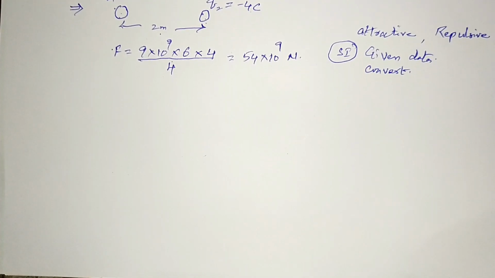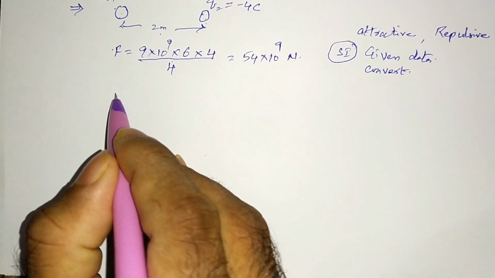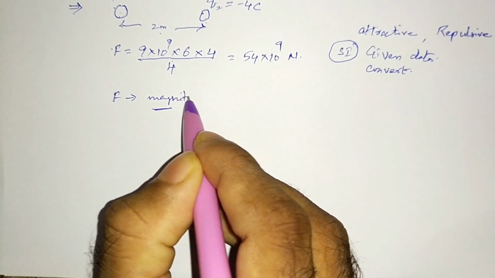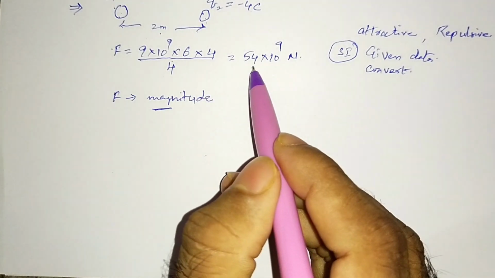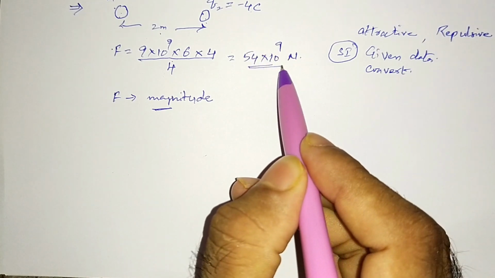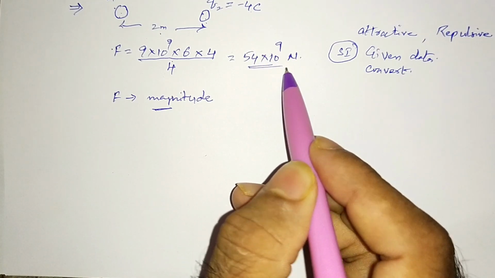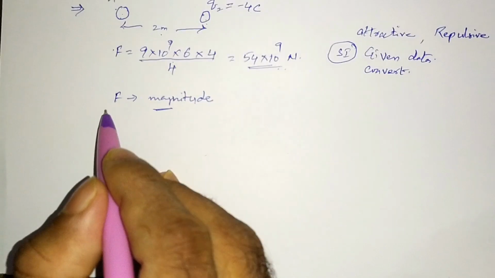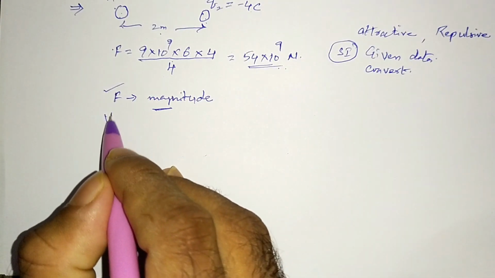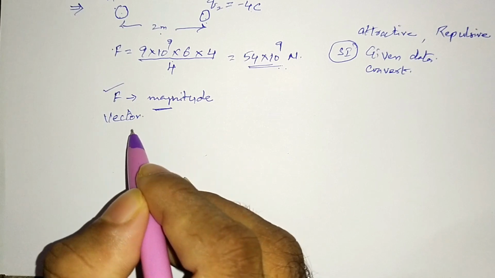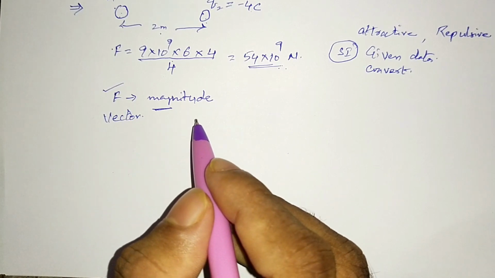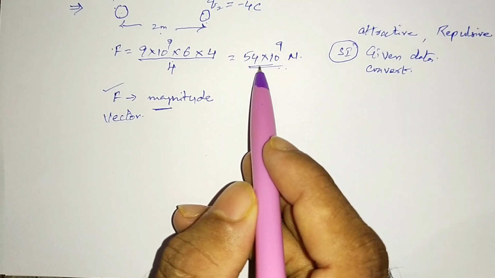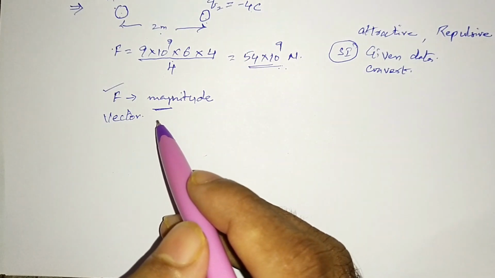Now here F is giving only the magnitude of force. Here 54 into 10 power 9 Newton is the magnitude. Where is its direction? There is no direction here. But we know that force is a vector quantity. Yes or no? Everyone knows that. As force is a vector quantity, it has magnitude, direction and obeys laws of vector addition. So here we have only been given the magnitude. Then what could be the direction of F?